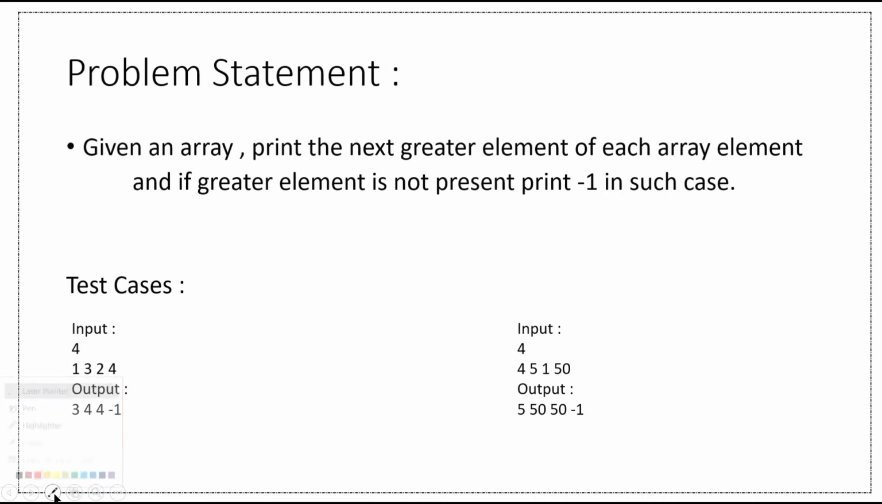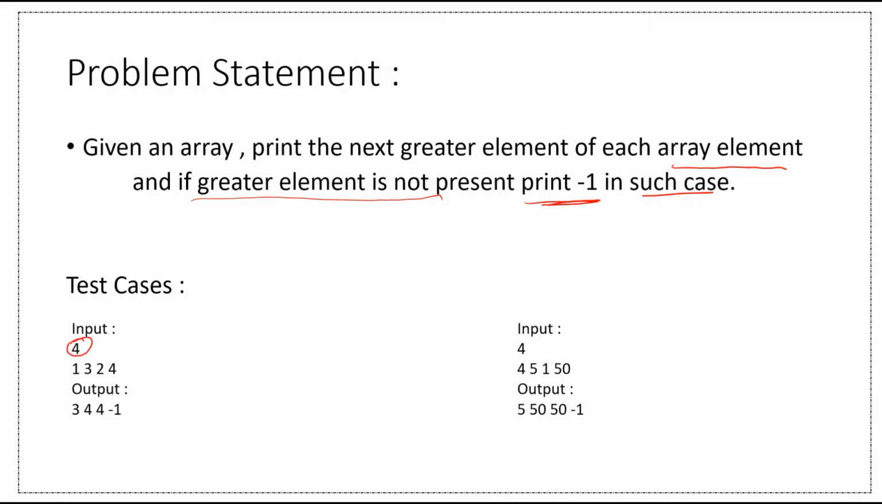So see, this is the problem statement. Okay, so what it says, we are given an array and we have to print the next greater element of each array element, and if greater element is not present, then we need to print -1 in such case. Okay, so I think this question is clear. So here are two input cases. Okay, so let's see what are they.